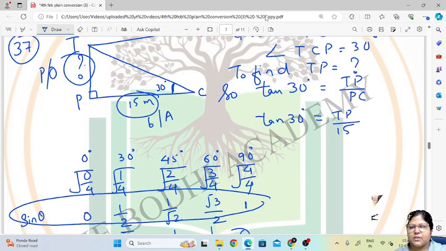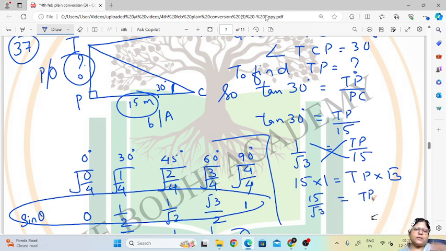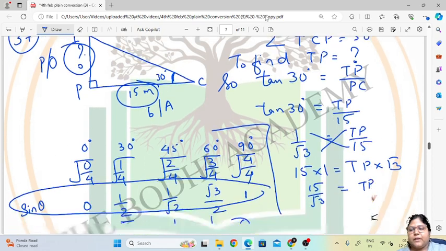Coming back to the question, tan 30 is 1 upon root 3 equals TP upon 15. So if I cross multiply, I get 15 into 1 equals TP into root 3. So now TP equals 15 upon root 3, because I want to calculate the value of TP, the height of the tower. So 15 upon root 3.